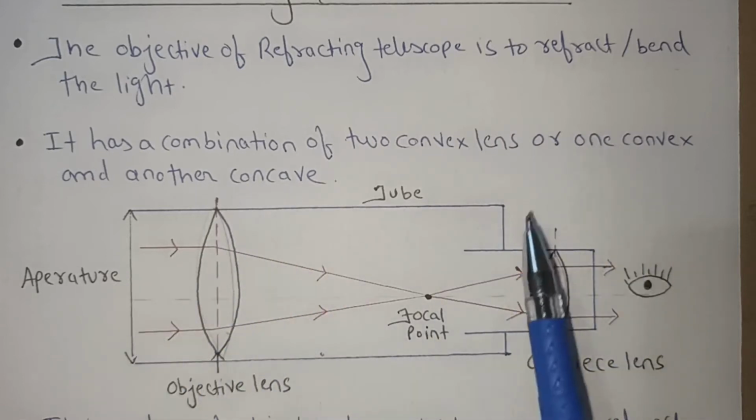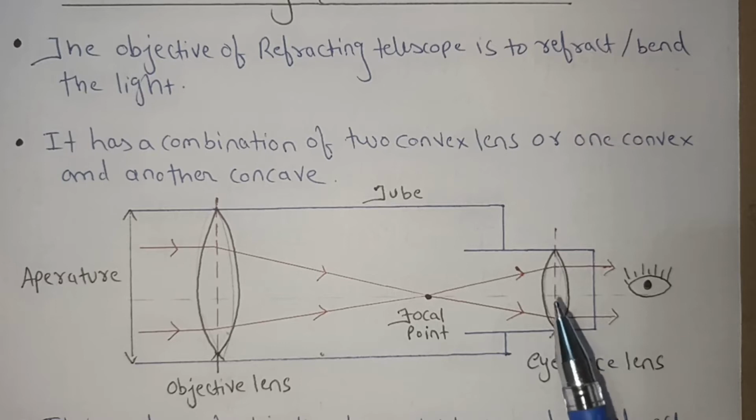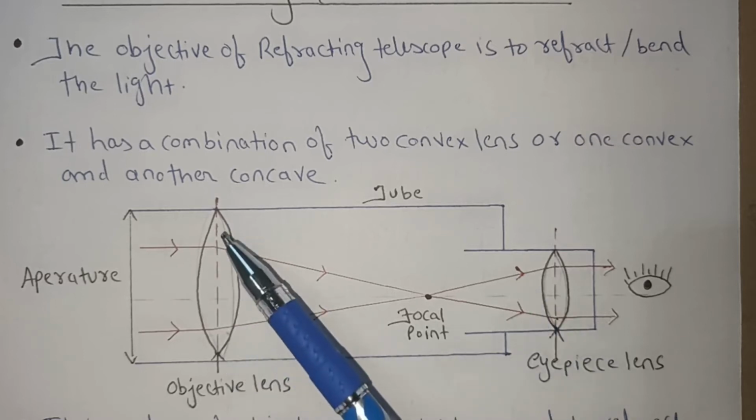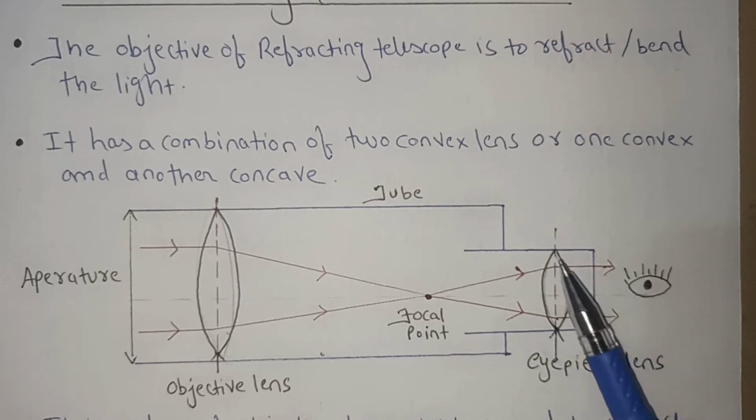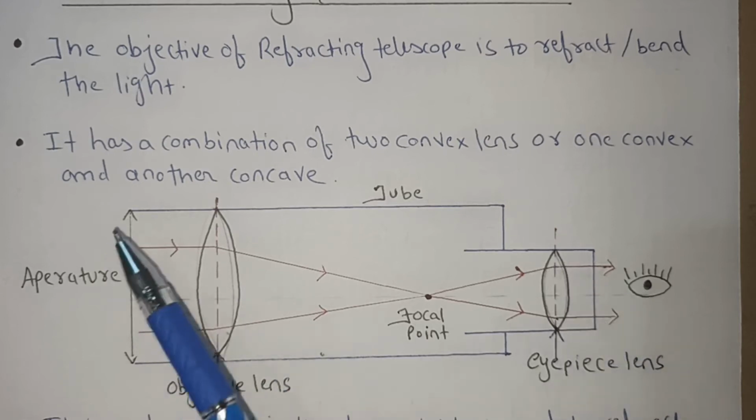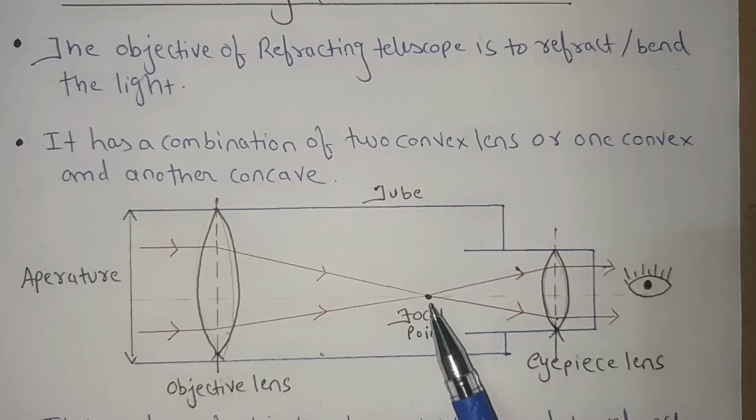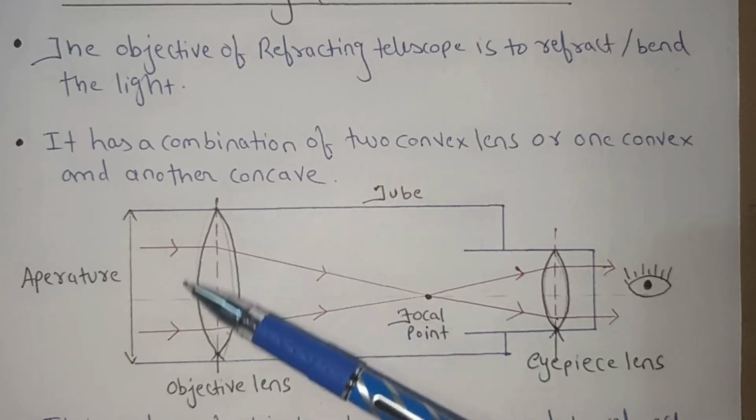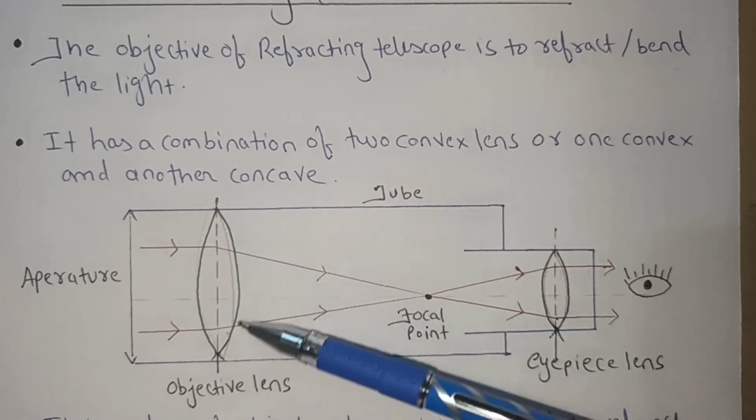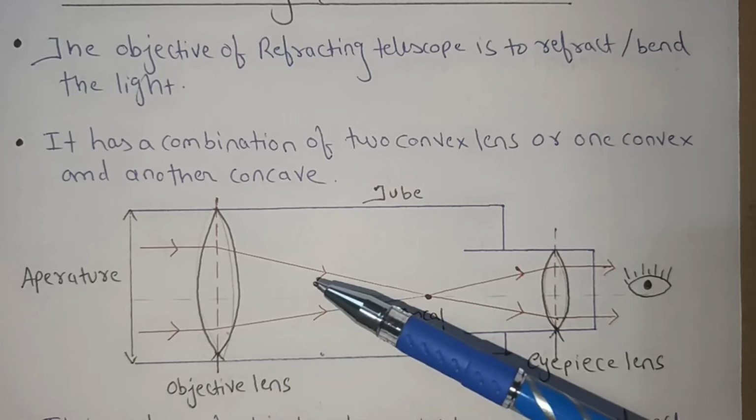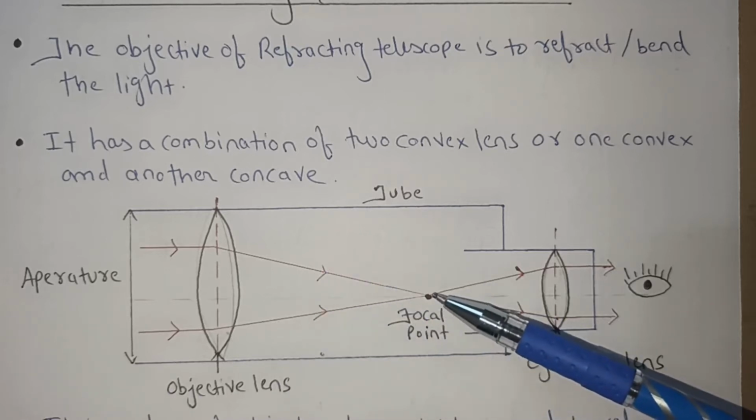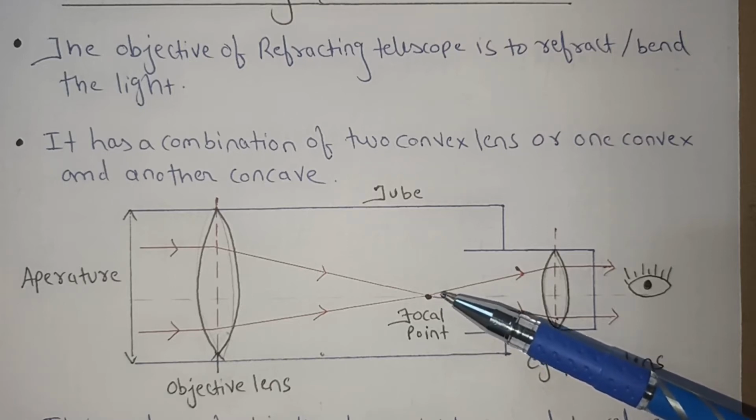Okay, so this is the diagram of the refracting telescope. Now this is your objective lens. This is the eyepiece lens, and from this side you are going to view your object. Okay, now this is in one tube. This is the focal point. Okay, and the diameter of this objective lens is called the aperture. Now it is made up of an objective lens which is used to refract or bend light so that it converges at the focal point, and this allows all the light to come together at the focal point.